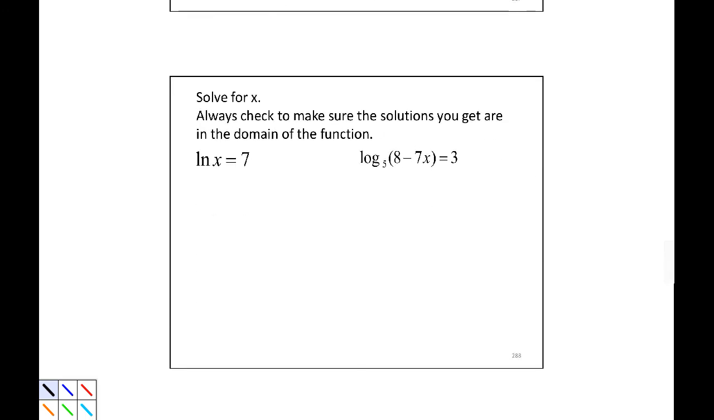Next, we have 2 more equations. Solve for x. Always check to make sure the solutions you get are in the domain of the function. Do you think it's important yet?